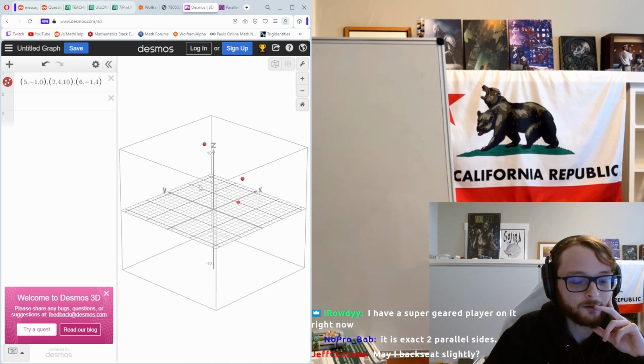Like there must be one point somewhere around here that can make a parallelogram. I don't see how else you would make one, though.